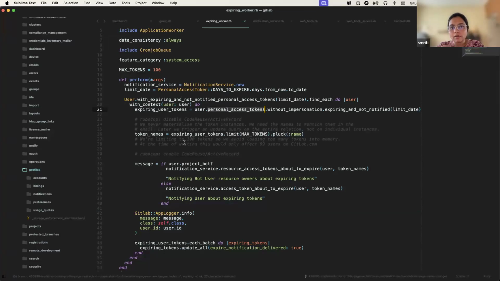Yeah, that's where my confusion was, because this worker is actually working at the user level. It takes a list of all the PATs that belong to a user and sends a single notification to the user with the list of the tokens that are going to expire on that particular day. But in case of webhook, we are going to run the same webhook per token, right? Yes.